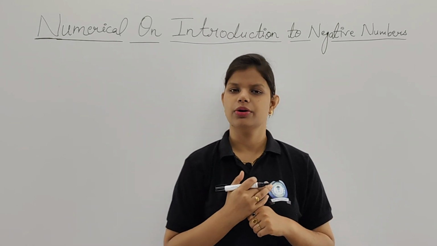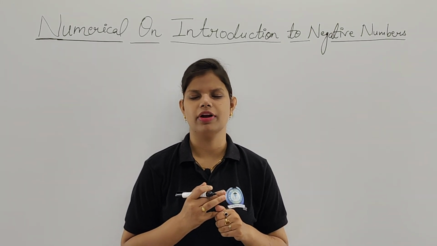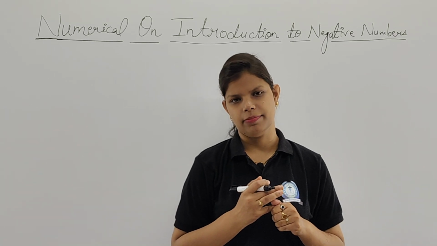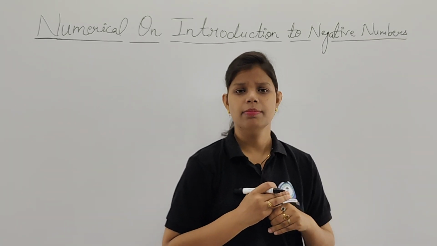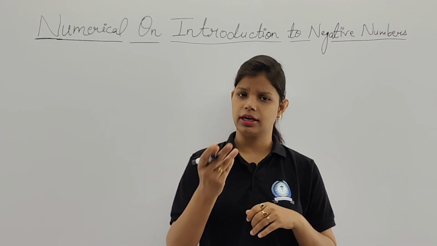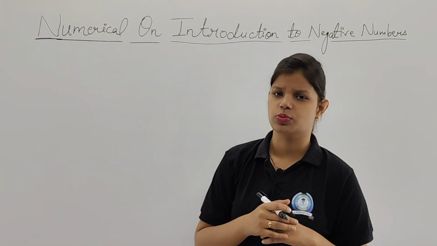First is our introduction to negative number, second is our measurement, and the third topic will be perimeter and area. This video is helpful for classes 4th and 5th especially, because the questions have been taken from class 4th and class 5th as well. Clear, no? So first our topic is what?